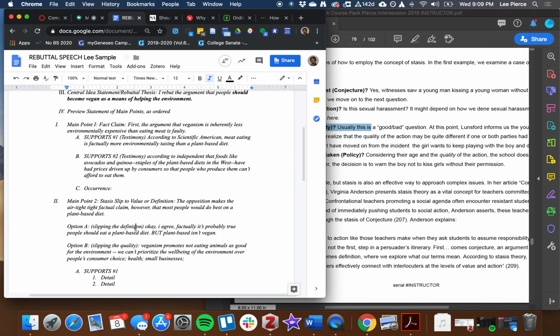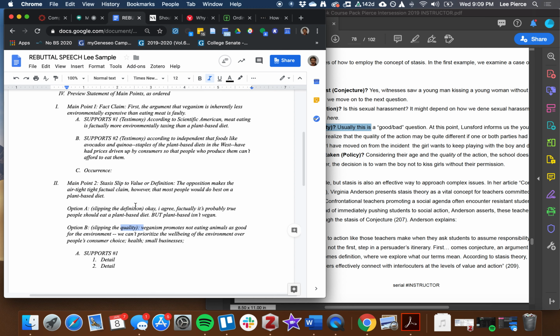You either slip the definition, because you can't win fact, so you have to point out how one of their definitions is faulty, or you can't win the fact, so you slip to a different value. All right? And again, these are your topics, so I can't tell you which value is more important than another value. You have to make that choice.